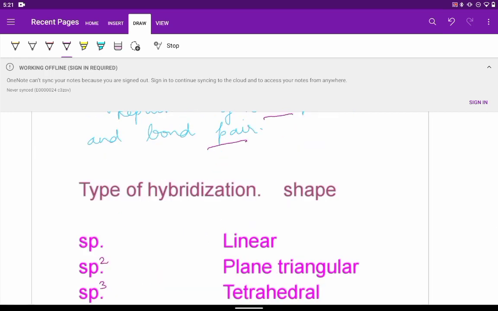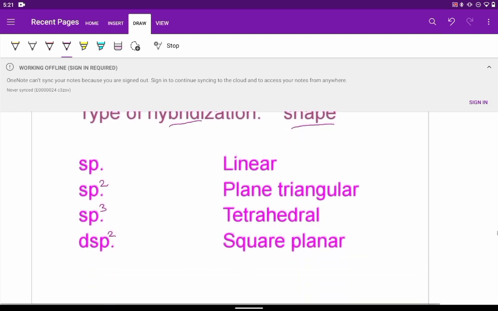Now let us have a look at the types of hybridization and the resulting shapes of the molecules. If the hybridization is of the type sp, that is, one s orbital and one p orbital participate, we get a linear shape. If it is sp2 hybridization, where one s orbital and two p orbitals participate, then we have a planar triangular shape. If the hybridization is of the type sp3, we get a tetrahedral shape.